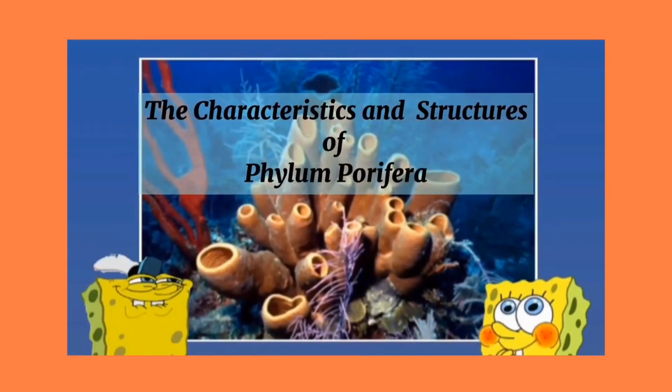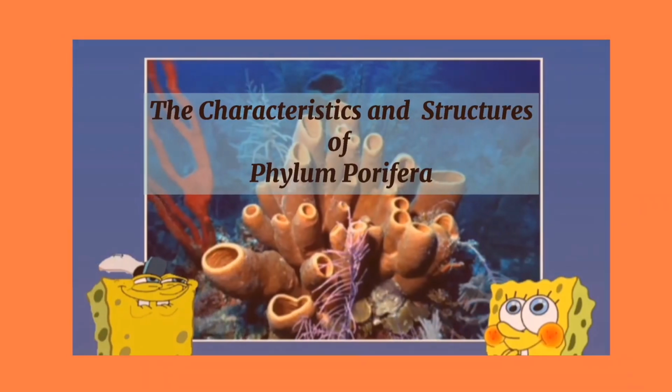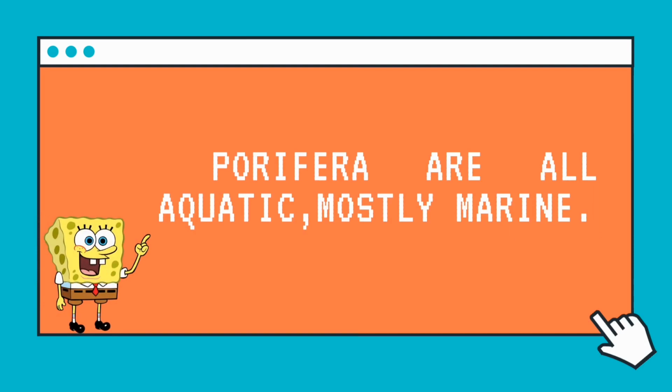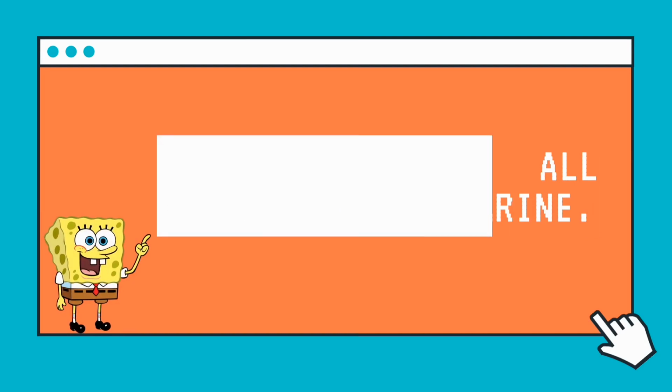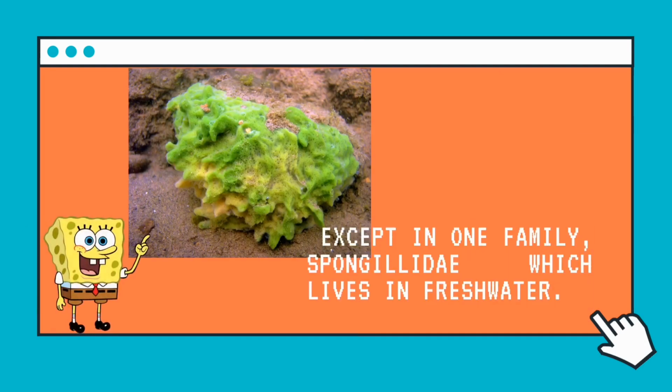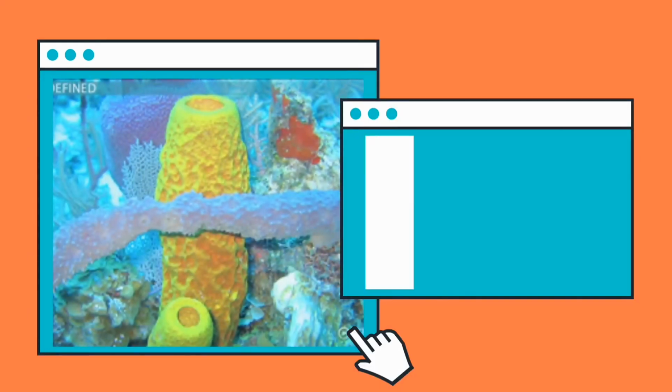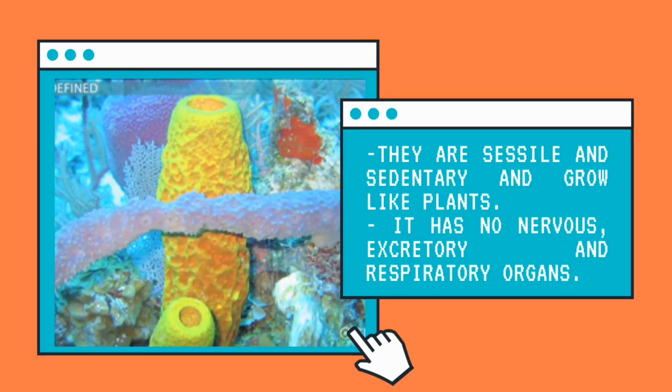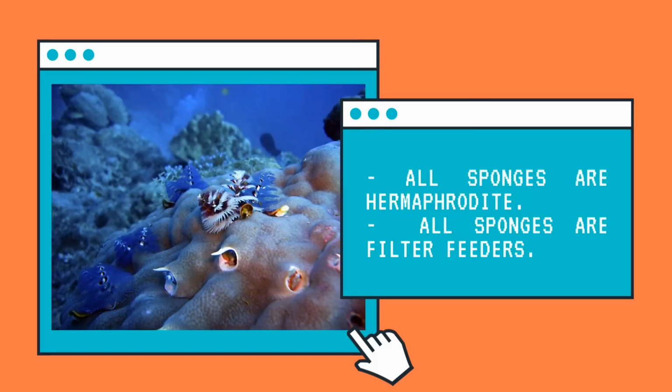The characteristics and structures of phylum Porifera. Porifera are all aquatic, mostly marine, except in one family, Spongilidae, which lives in fresh water. They are sessile and sedentary and grow like plants. They have no nervous, excretory, and respiratory organs. All sponges are hermaphrodite, and all sponges are also filter feeders.